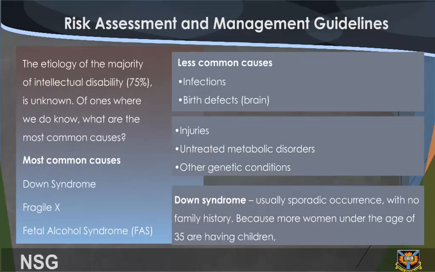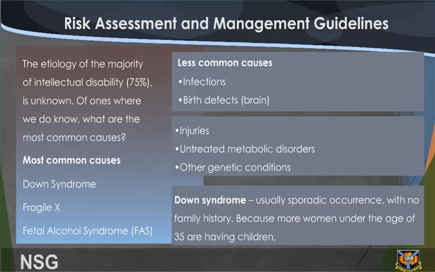The etiology of the majority of intellectual disability, 75%, is unknown. Of the ones where we do know, what are the most common causes? Most common causes: Down syndrome, Fragile X, fetal alcohol syndrome (FAS). Less common causes: infections, birth defects, brain injuries, untreated metabolic disorders, other genetic conditions.